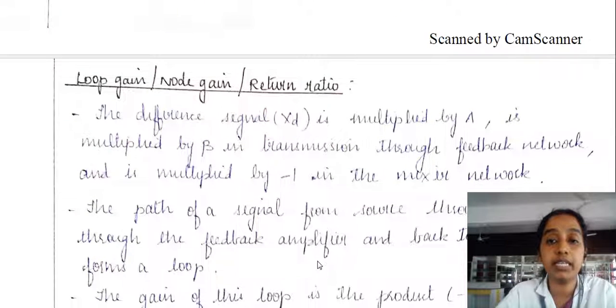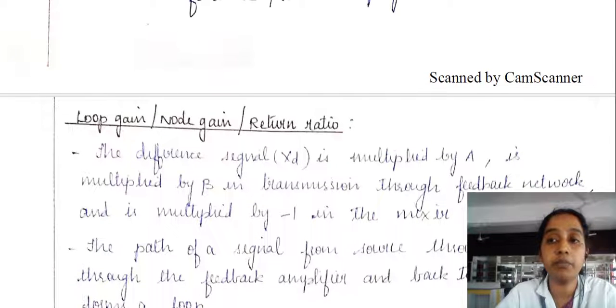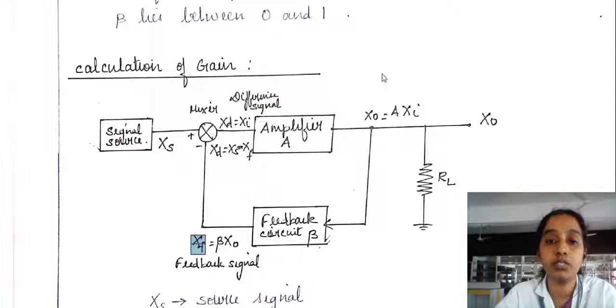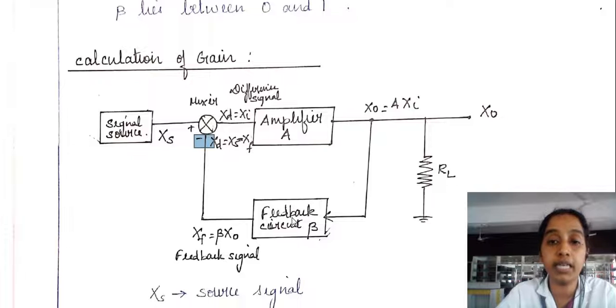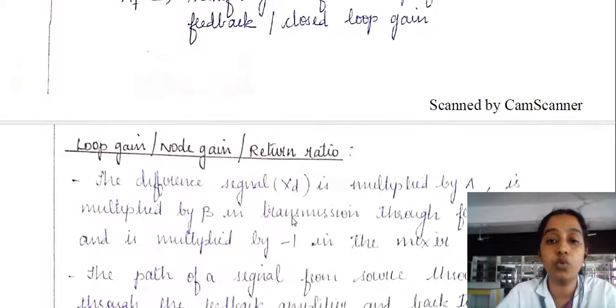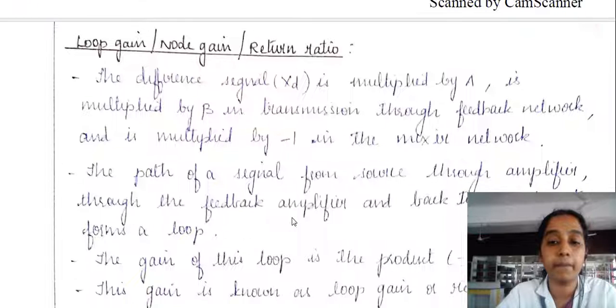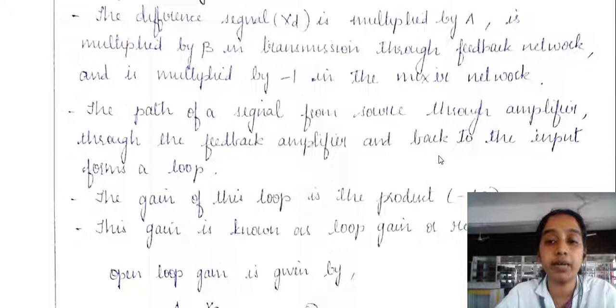The difference signal Xd is multiplied by A, and is multiplied by beta when transmitted through the feedback network, and is multiplied by -1. So the signal is multiplied by A, then multiplied by beta, and again multiplied by -1. So in this whole loop, we get the value minus A beta, that is the loop gain. So loop gain is the product, minus A beta.